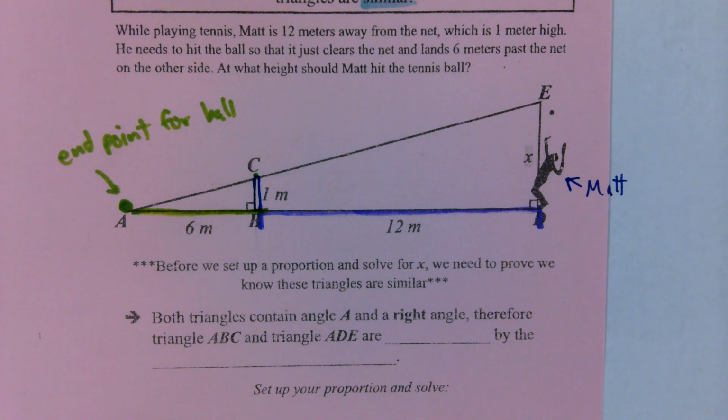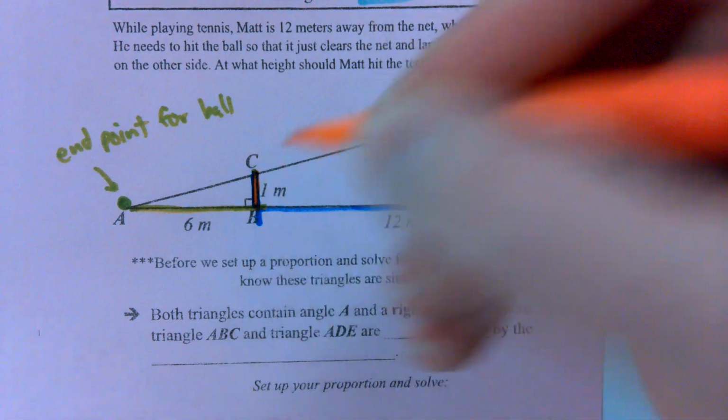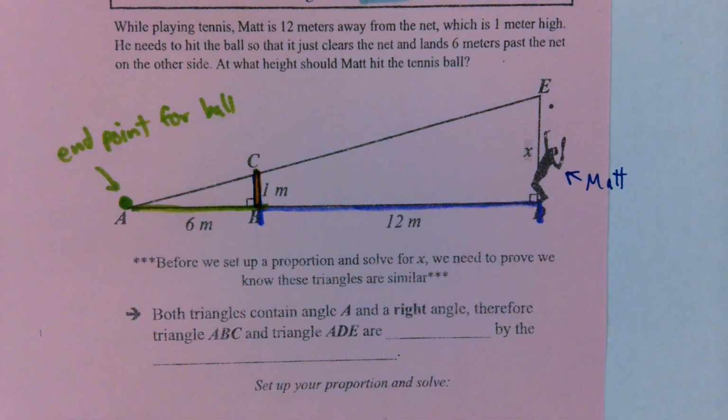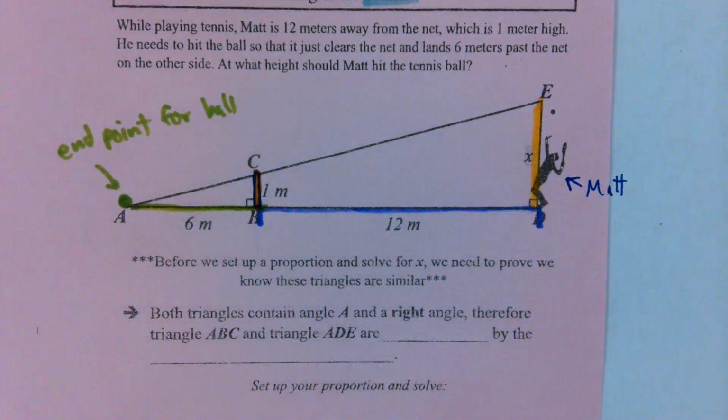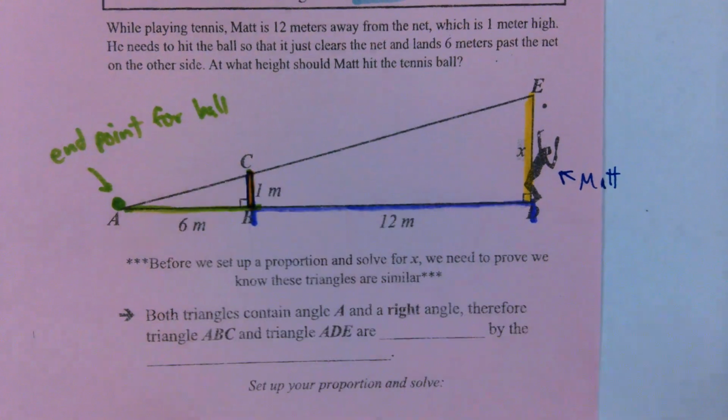Okay? The net itself is 1 meter tall. I'll do that in orange. The net itself is 1 meter tall. And what we need to find, what color is too yellow? What we need to find is X. How high up Matt should throw this ball for him to serve it so that it actually goes over the net.